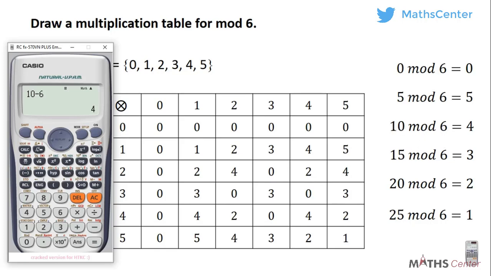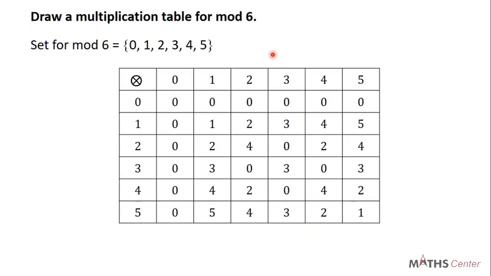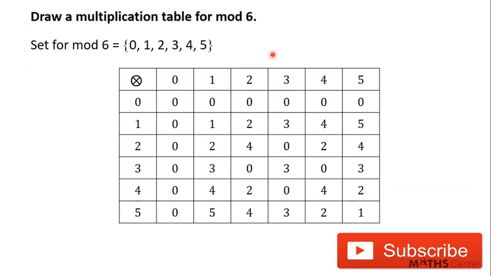So when the number is bigger than the modulus, you can use this simple trick to find the value of that number in the modulus. You subtract the modulus from the number until you get a value that is smaller than the modulus. This trick can be very helpful when you are drawing addition and multiplication tables in modular arithmetic. Let's go back to our question. So we have now completed the multiplication table for mod 6.